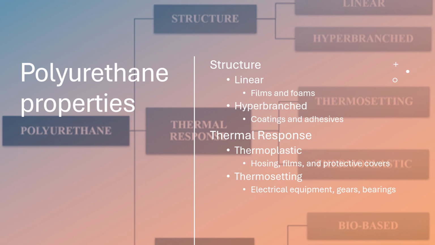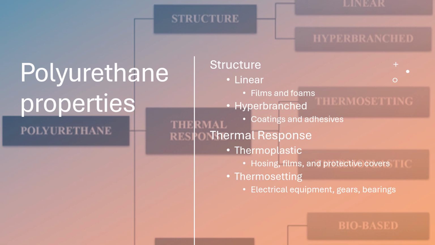Linear, also known as LPUs, are long and have straight chains of repeating units. This version is characterized by its high resilience, durability, and its resistance to wear and tear. Typically, films and foams are made out of the linear version, and you can think of a sponge, for example.